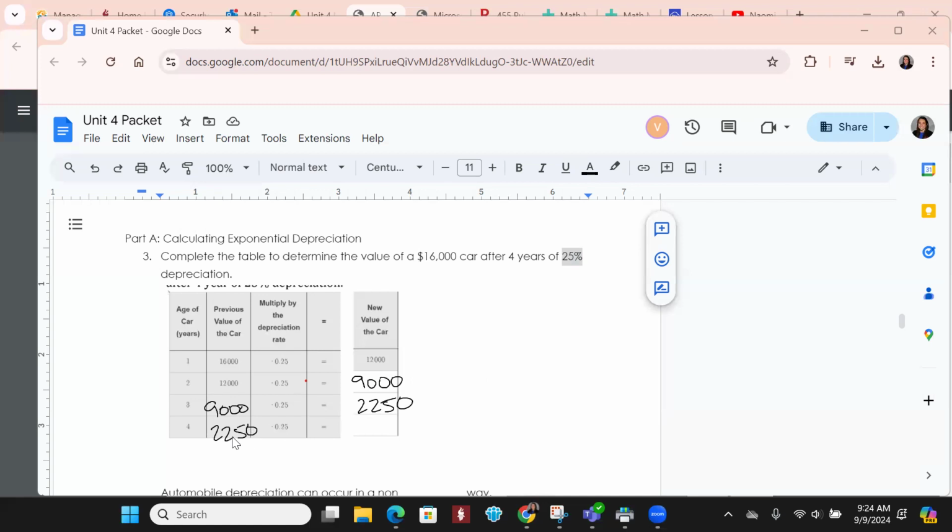Okay, and then we're going to subtract that from 9,000, and that's going to give us 6,750. And then we're going to take 6,750 and multiply it by 0.25. And that's going to give us 1,687.5. We're going to subtract that from 6,750, and that's going to give us 5,062.5. Okay, so the formula we just used on this was this guy. You're going to recognize it.